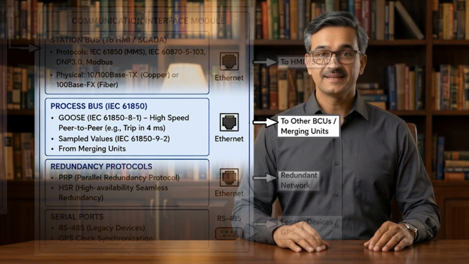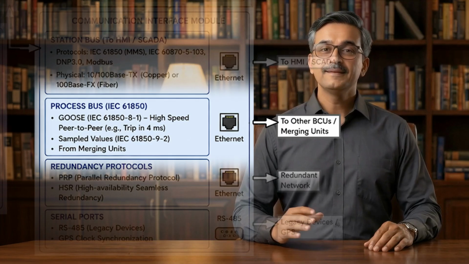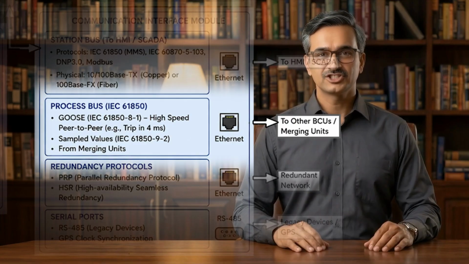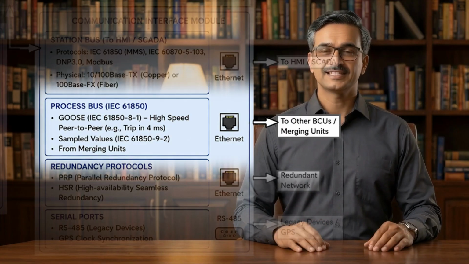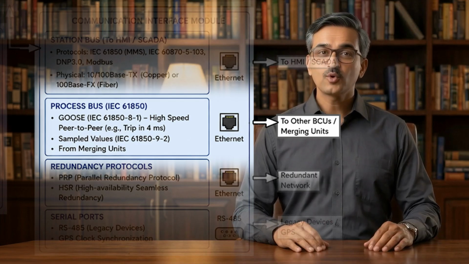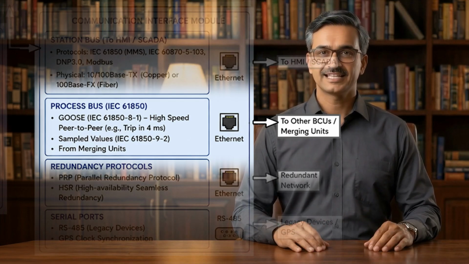Process bus. Here we have two key technologies. First, GOOSE, Generic Object-Oriented Substation Event. GOOSE enables high-speed peer-to-peer communication, for example, tripping a remote breaker in less than 4 milliseconds.